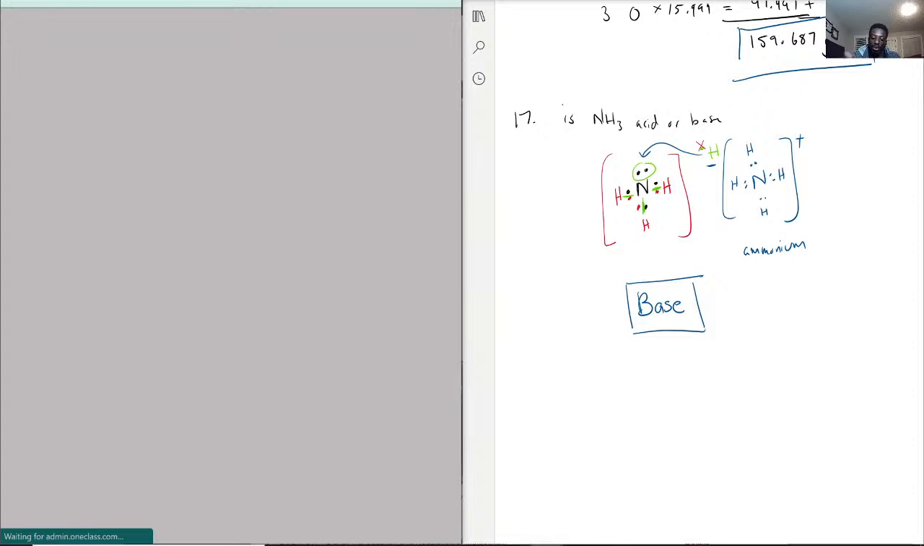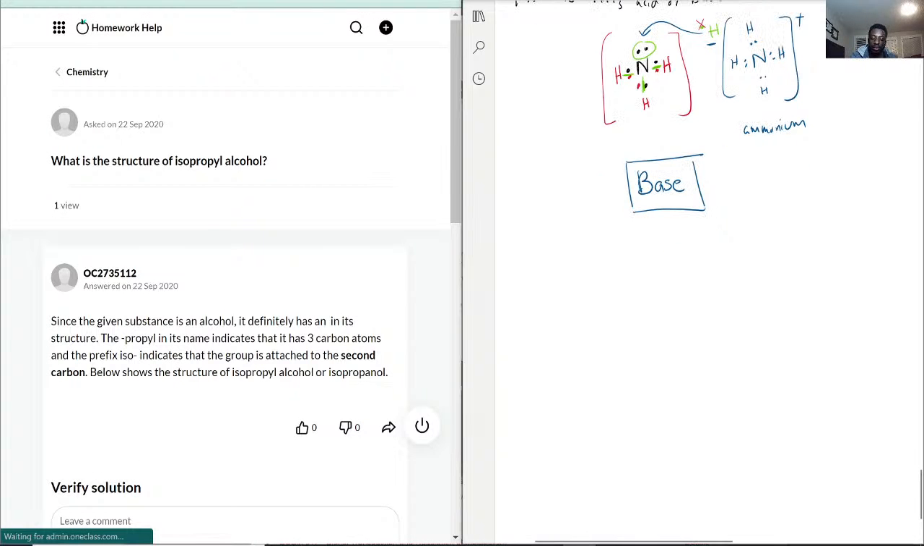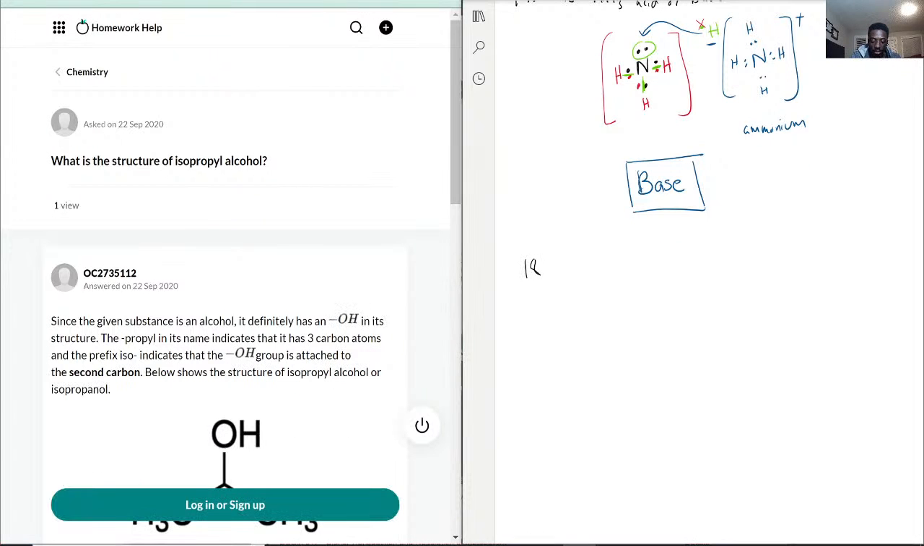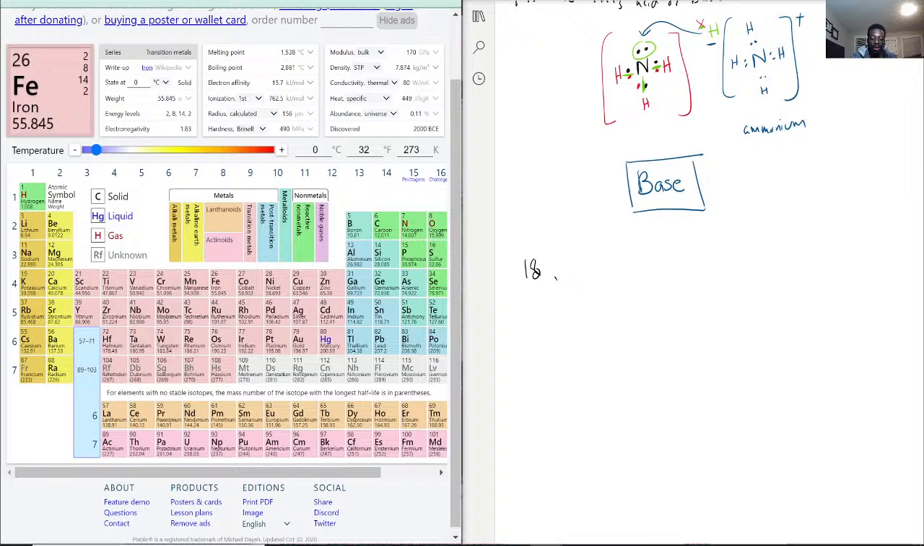So now let's move on to question 18. What is the structure of isopropyl alcohol? Luckily, you can't see the whole answer there, but you should be able to maybe get a hint for those that are at this level. What is the structure of isopropyl alcohol?